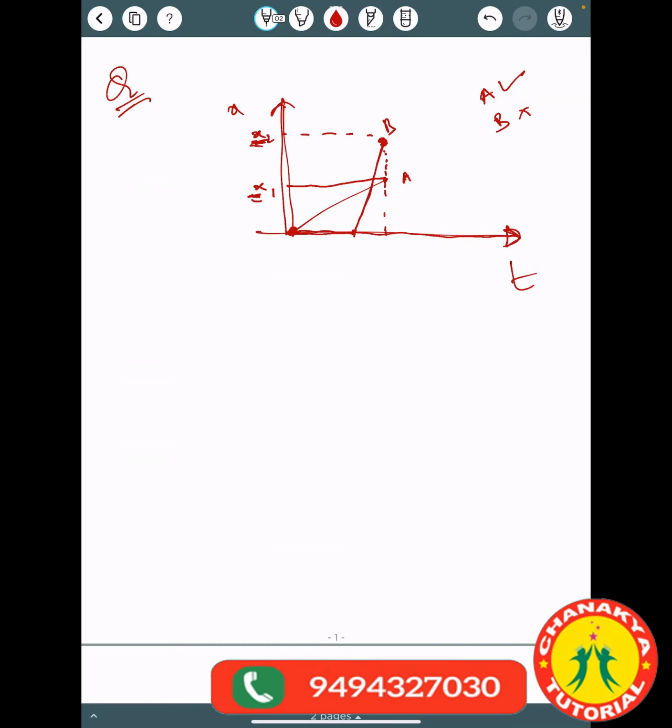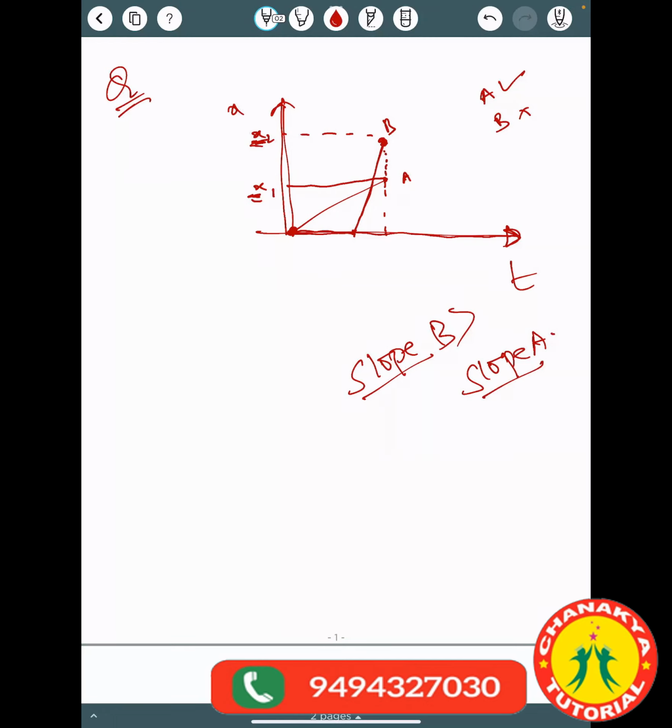Okay. Next, what was the third one? Who reaches the home quickly? A takes lesser time to reach home. Correct or not, Xavier? Yes, sir. Who will reach the home first? It depends on their speeds. Correct. So the slope of B is more than the slope of A, right? Yes, sir. If B's slope is more, that means speed is more, and A's slope is less, so speed is less.